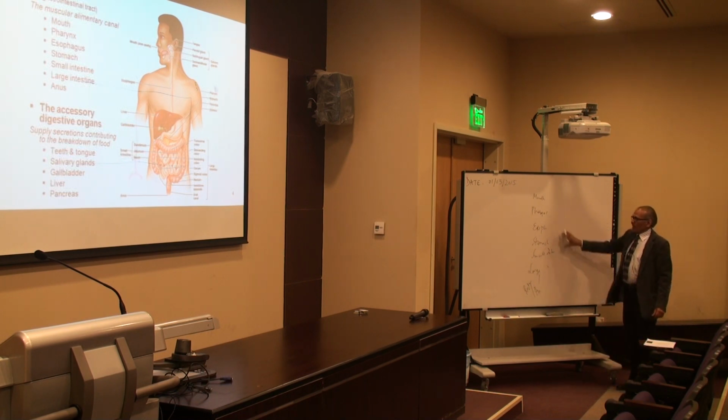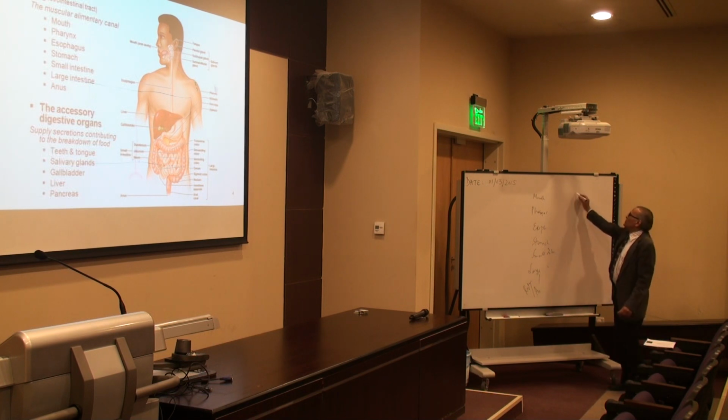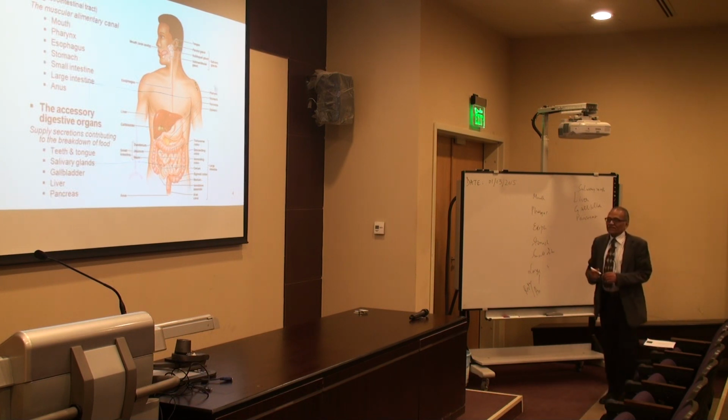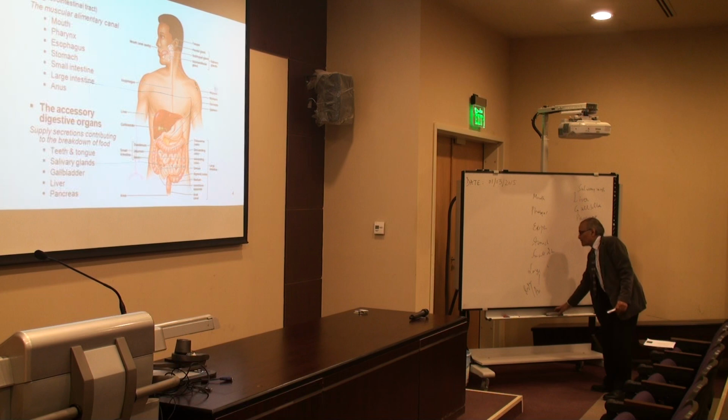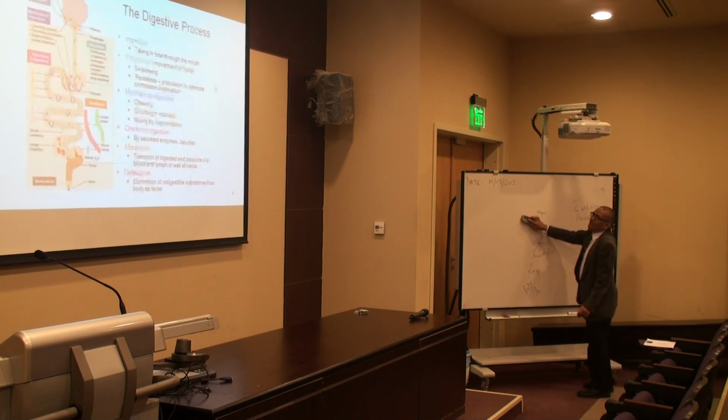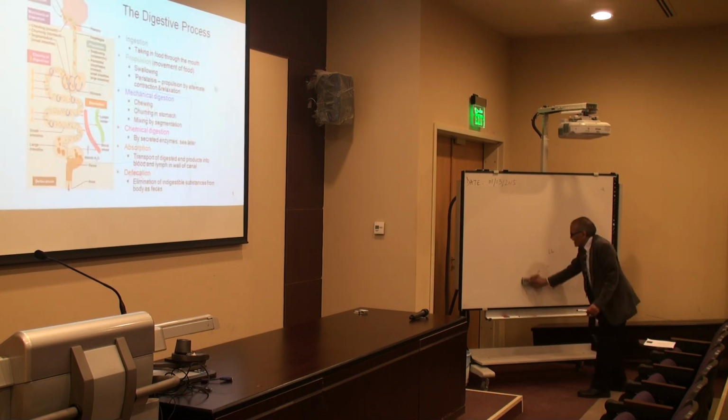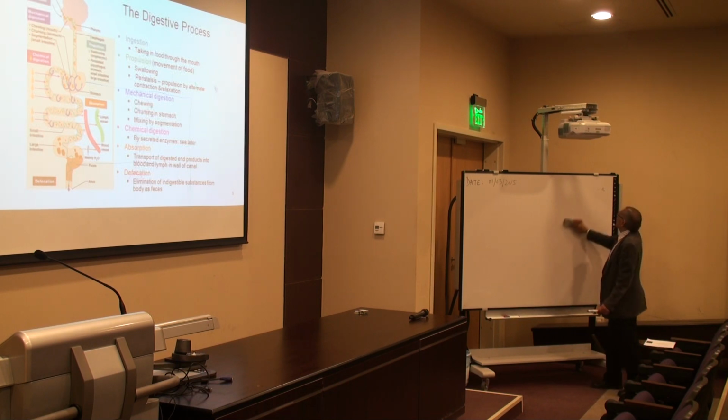Now in addition to the main tube, we have some extra glands which comprise the liver, gallbladder, and of course we should not miss the salivary glands in the mouth, and then another important gland, the pancreas. So we will see their structures and functions one by one. Next slide please.